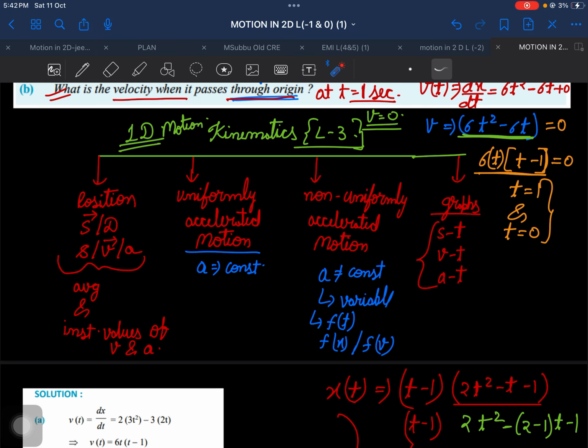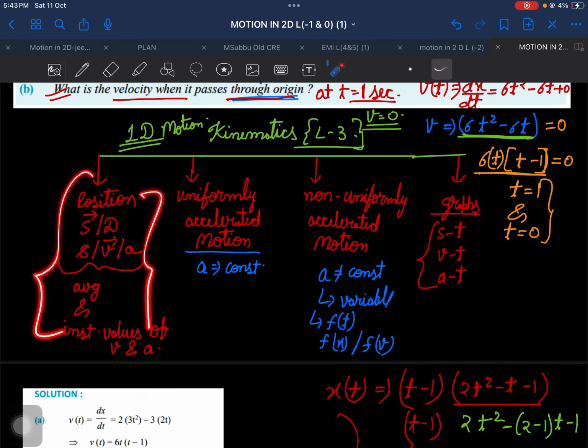If we talk about the average value of velocity, it is delta s by delta t, means change in displacement per unit time. But the instantaneous value of velocity is ds by dt, means you have to differentiate your s with respect to time, right? Similarly, the average value of acceleration is change in velocity per unit time. But the instantaneous value of acceleration is dv by dt, means you have to differentiate velocity with respect to time, right?